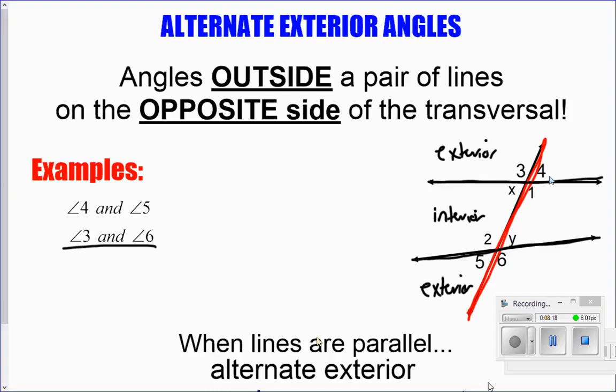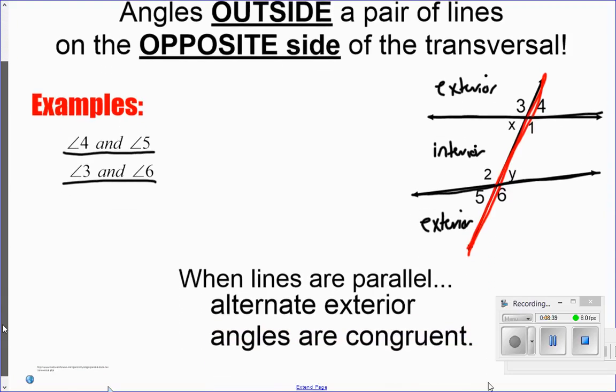Similarly, angle 4 and angle 5 are both on the outside or exterior of the two lines, and they're on opposite sides of the transversal. So angles 4 and 5 are alternate exterior angles. Now, our diagram does not have parallel lines. However, if these two lines were parallel, then we would say that all alternate exterior angles would be congruent. So we'd be marking angles 4 and 5 and angles 3 and 6 as congruent to one another. Again, only when the lines are parallel, which they're not in our particular diagram.